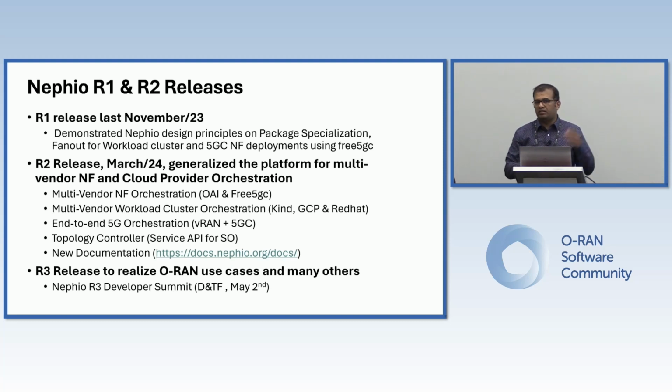The other is that once you have a network function package, how do you fan it out to multiple clusters? And in R1, what was used was primarily the core packages from free5GC deployment.